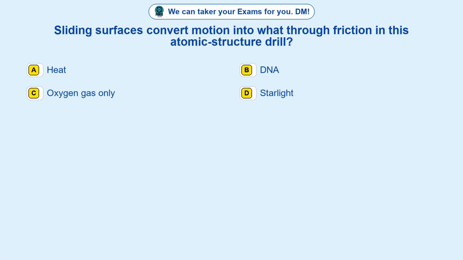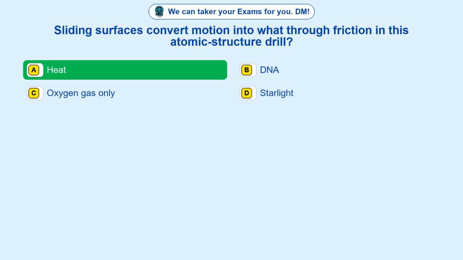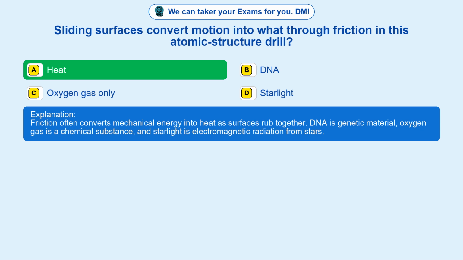Question 64. Sliding surfaces convert motion into what through friction in this atomic structure drill? Option A, heat. Option B, DNA. Option C, oxygen gas only. Option D, starlight. The correct answer is option A. Heat. Friction often converts mechanical energy into heat as surfaces rub together.